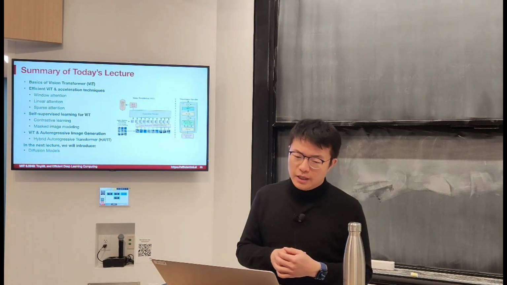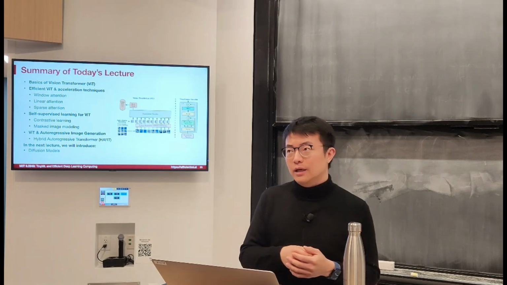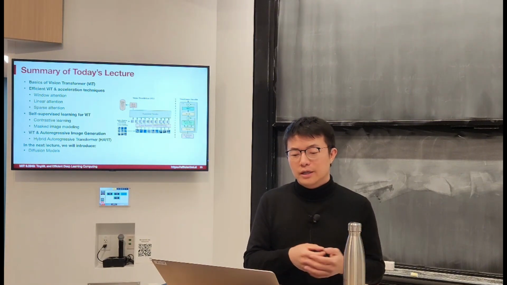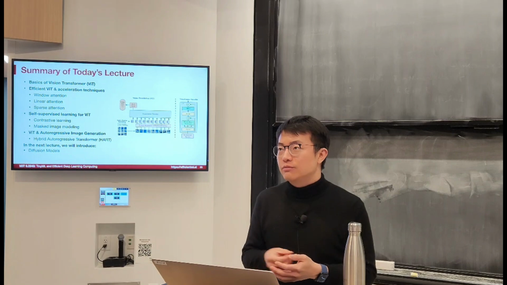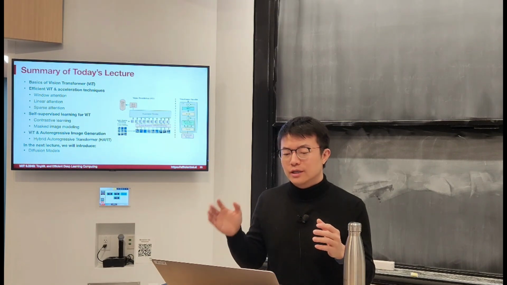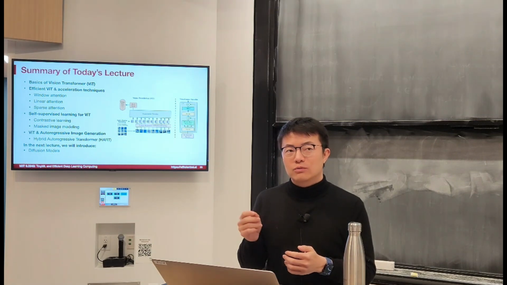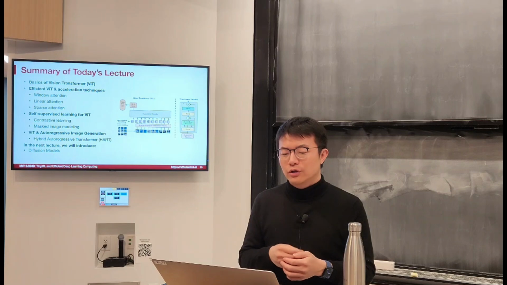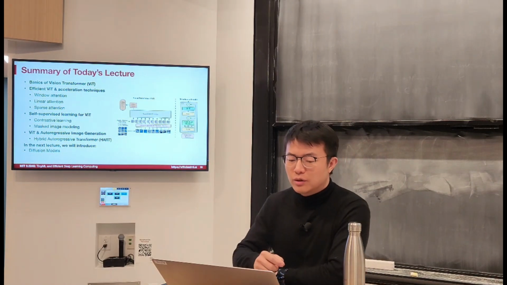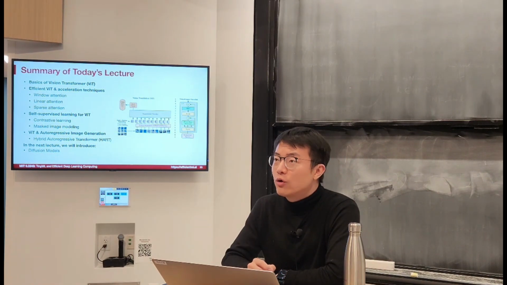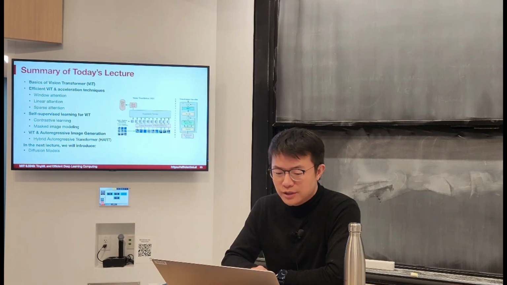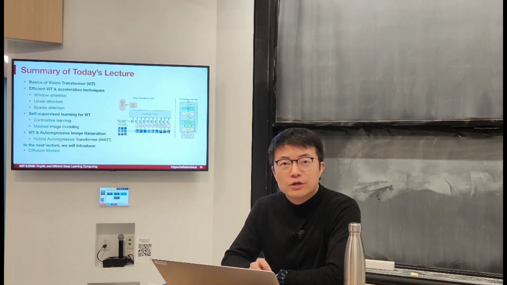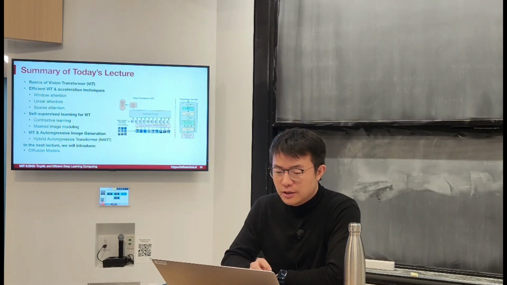And finally, we talk about not only the understanding or descriptive model, but also the generative model. How do we use this token in, token out approach combined with a very lightweight diffusion model to do autoregressive image generation, to apply this hybrid autoregressive transformer HART to do image generation. So in the next lecture, we'll introduce diffusion models for image generation.